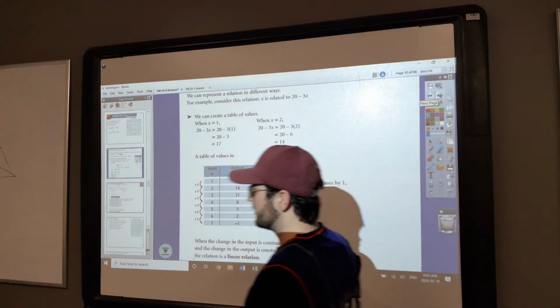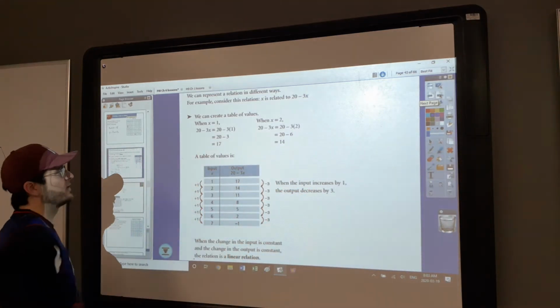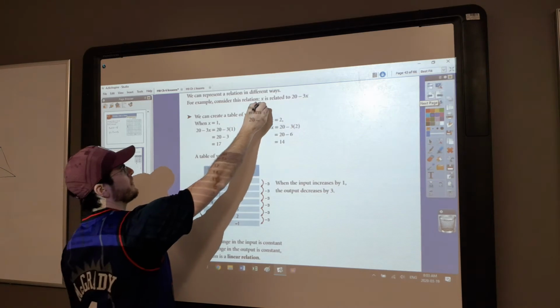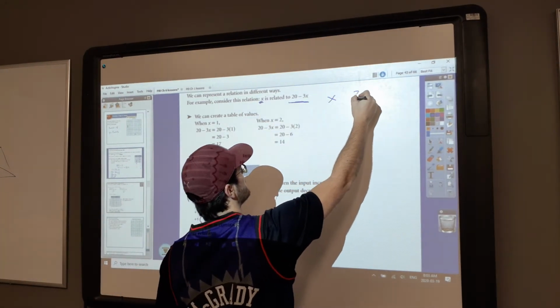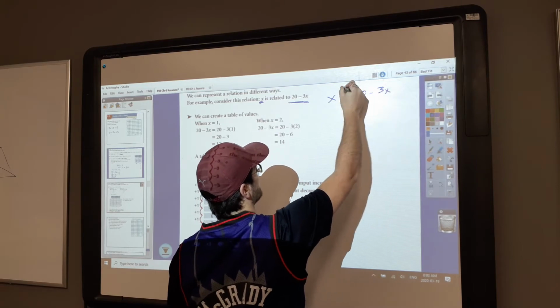This is just some stuff in your book. This is basically how they get a table of values. It's just a different situation. In this case, it's how x is related to 20 minus 3x. So they basically use that to come up with the table, right?